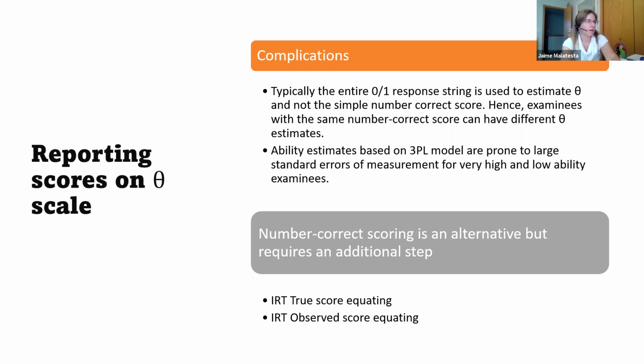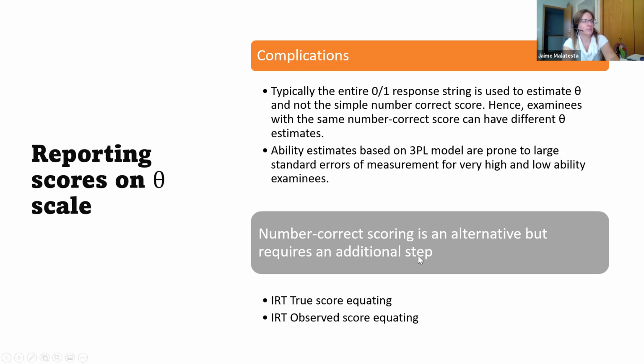Also, the ability estimates based on the 3PL model have really large amounts of standard error of measurement at the tails. Very low ability candidates and very high ability candidates are going to have much more measurement error compared to those people who are around the average ability. There are ways to get around that, but that's a known feature of the 3PL model.